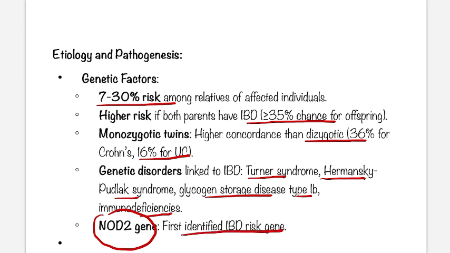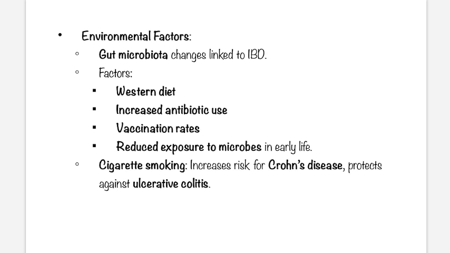So from this slide, what is important for us? A 7 to 30% risk among affected individuals, 35% if both parents are involved, and more risk in Crohn's disease. Some syndromes we have to remember, like Turner syndrome, Hermansky-Pudlak syndrome, glycogen storage disease type 1b, and one gene we have to remember, the NOD2 gene, the first identified IBD risk gene.